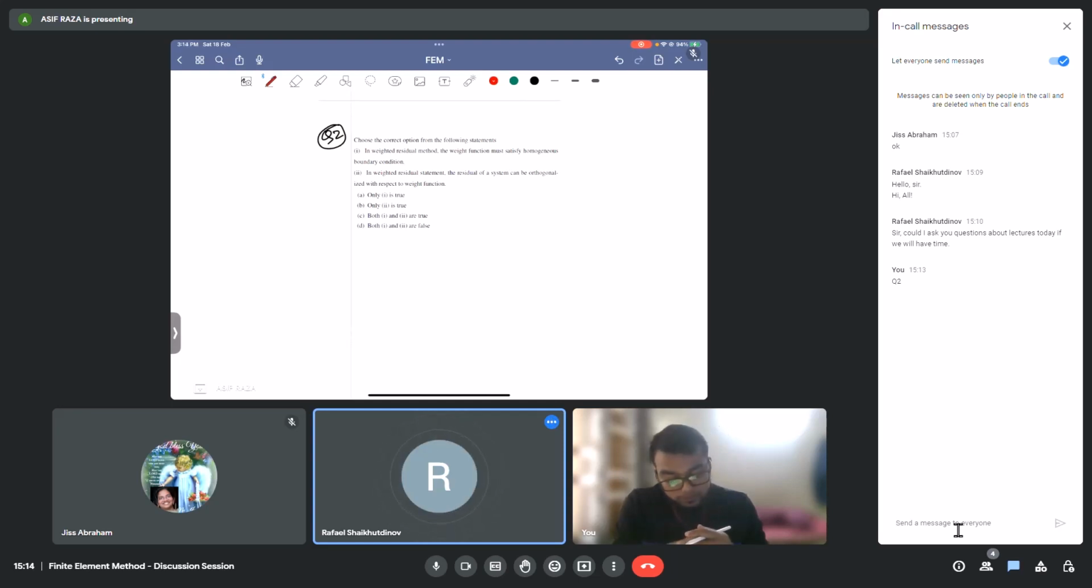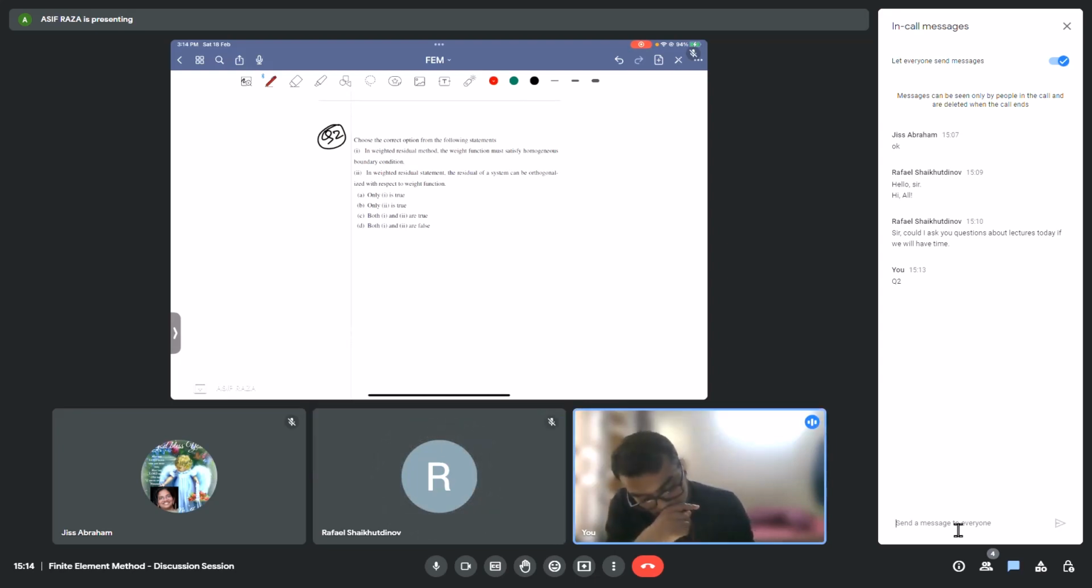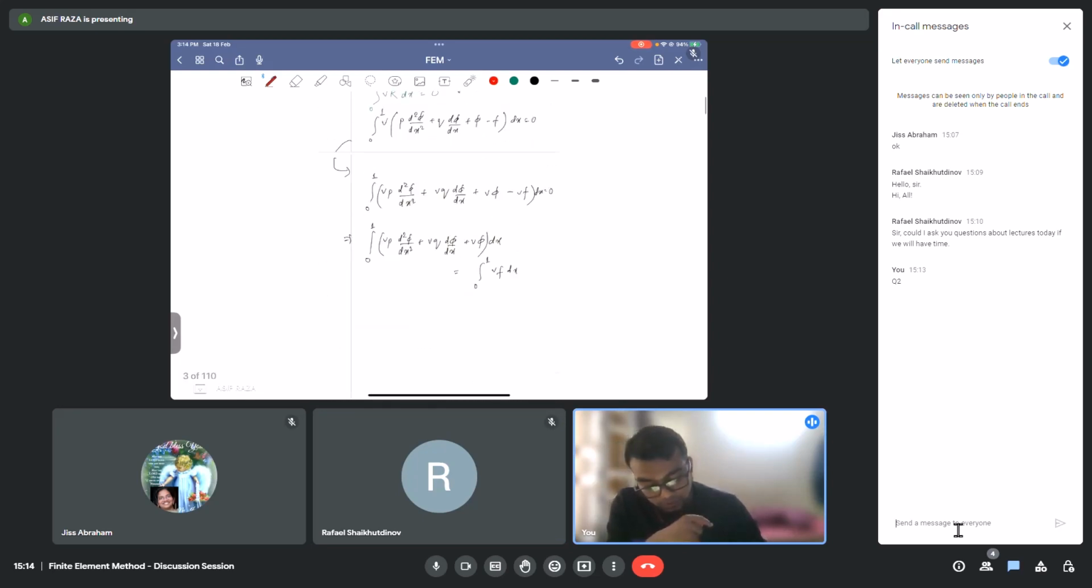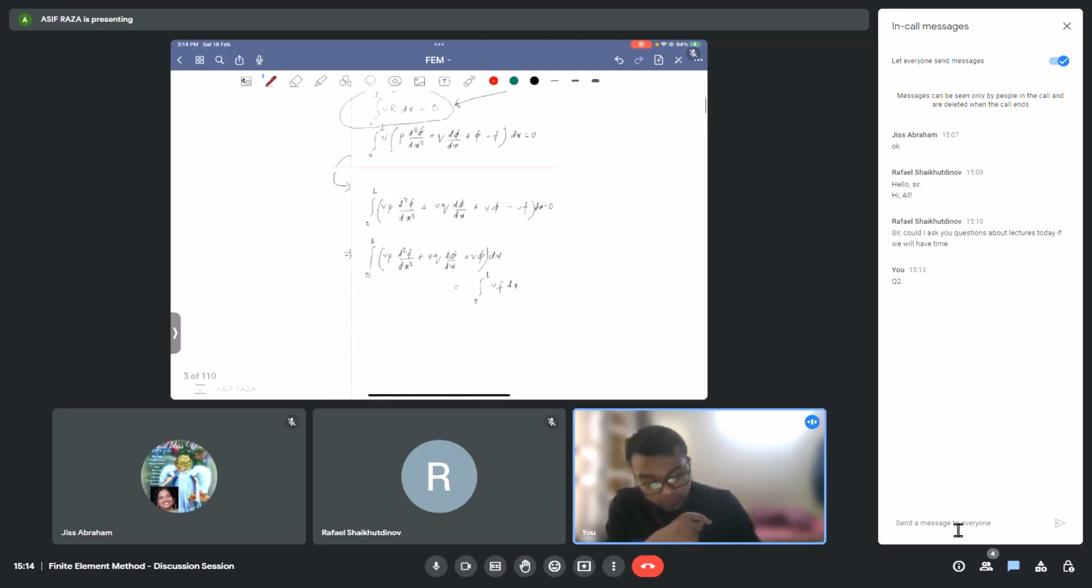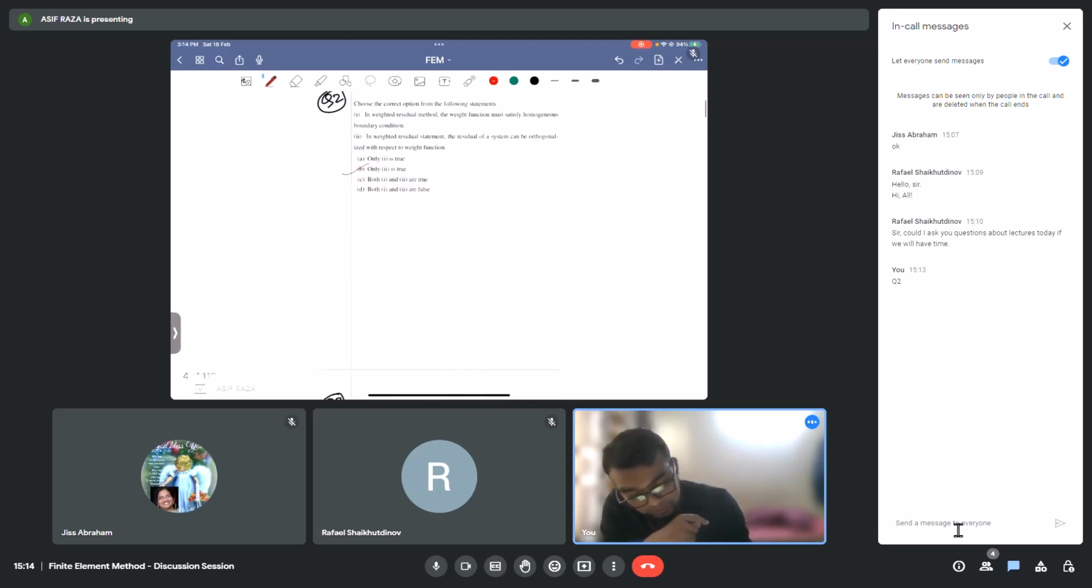Yes, the meaning, so it's a dot product. Yes, you are absolutely correct. So the correct answer is option B. As I just showed you, this is what a weighted residual statement says: integral from 0 to 1 of v times r dx equals 0. This is the statement which talks about orthogonalization.